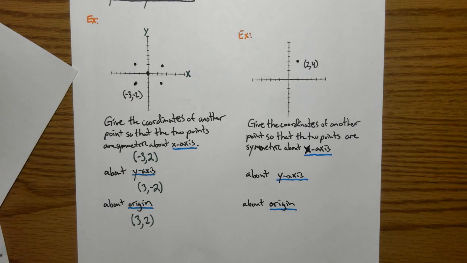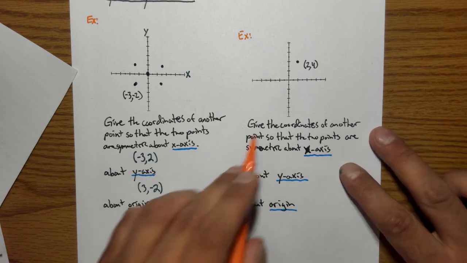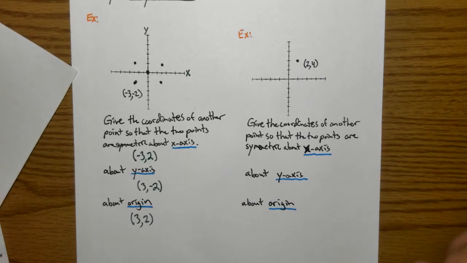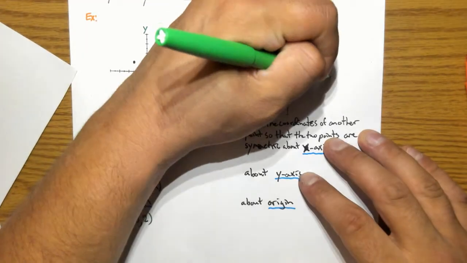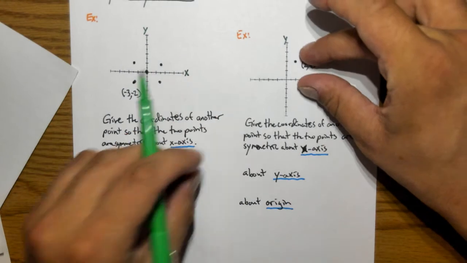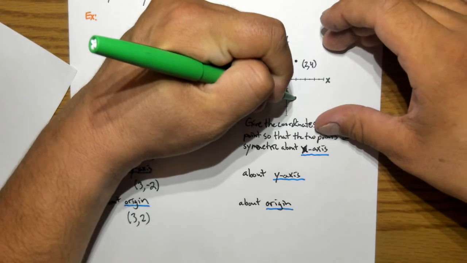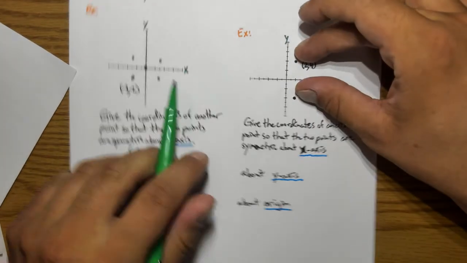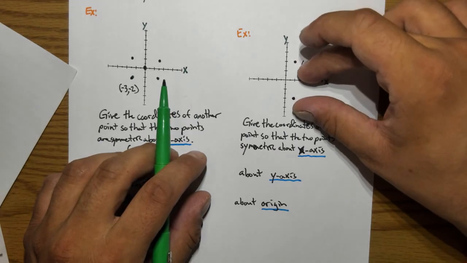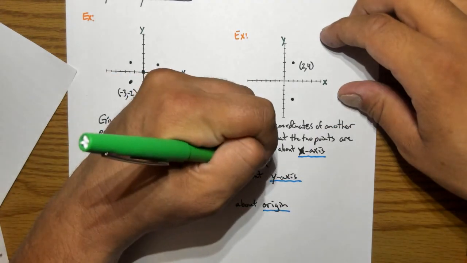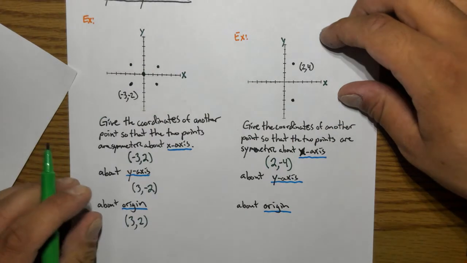So you can just do it algebraically instead of necessarily having to look at the graph. So again, give the coordinates of another point so that the 2 points are symmetric about the x-axis. This time our point is at point 2, 4. The x-axis is, let me label it again, the horizontal axis. So it needs to be the same distance away from the x-axis, but on the other side. So that would mean it would go down here. So that distance of 4 is going to be not a positive 4, but a negative 4, and the 2 stays the same. So our point's going to be 2, comma, negative 4.